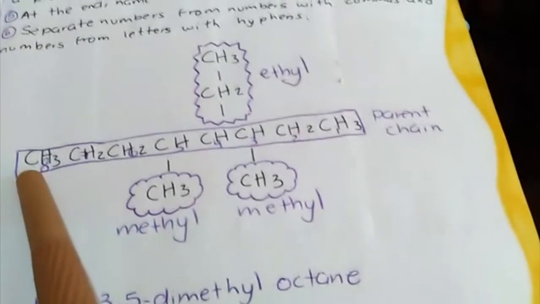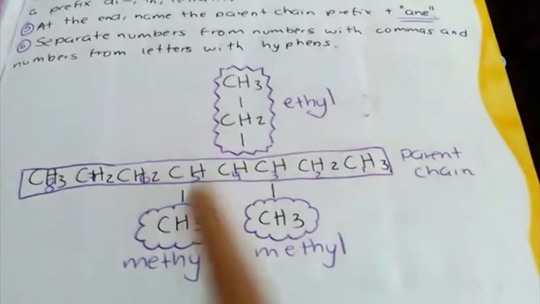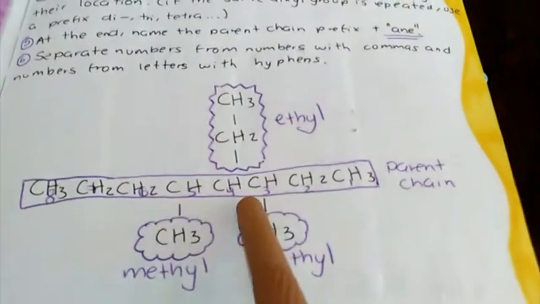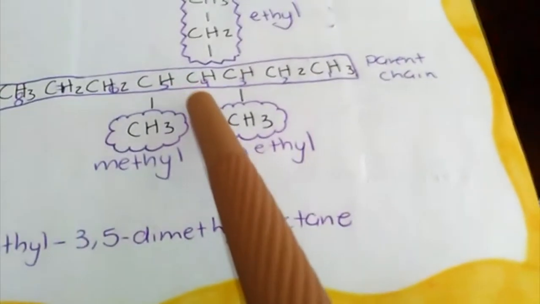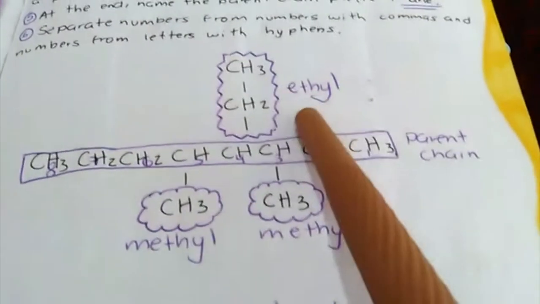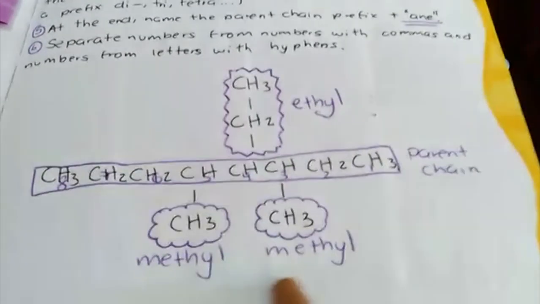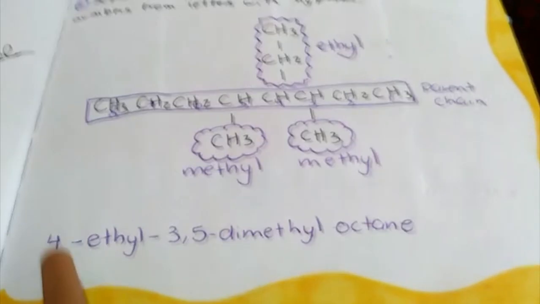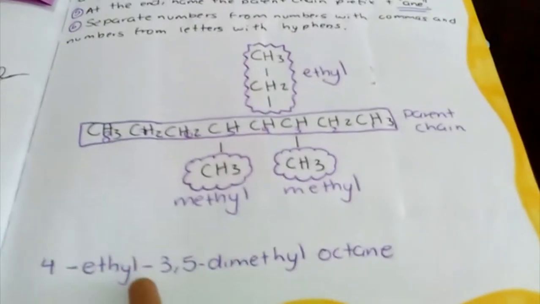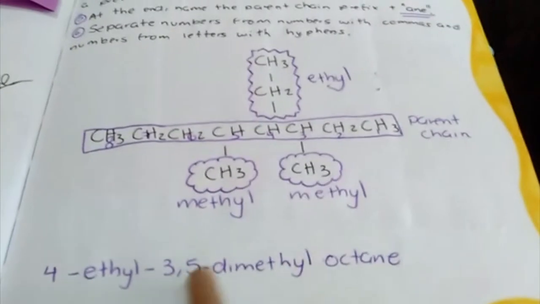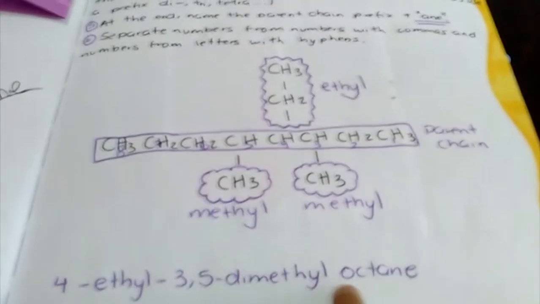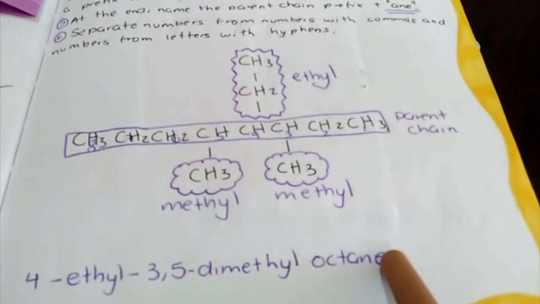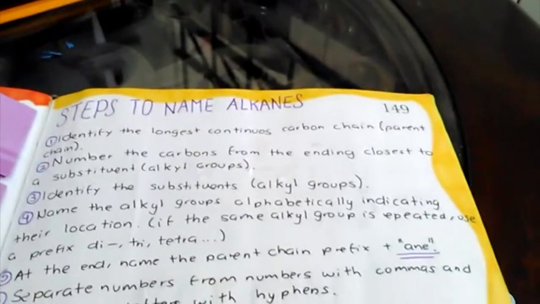Now, we have to identify the substituents. Here we have an ethyl and 2 methyls. The ethyl in carbon 4 and both methyls in 3 and 5. Now, we have to name them in alphabetical order. Which letter is before, E or M? I think we all know the answer. It's letter E. So we're going to start with ethyl, like this: 4-ethyl, 3,5-dimethyl, and octane. Why octane? Because 8 carbons, and the suffix ane because we're naming alkanes. And that's it.